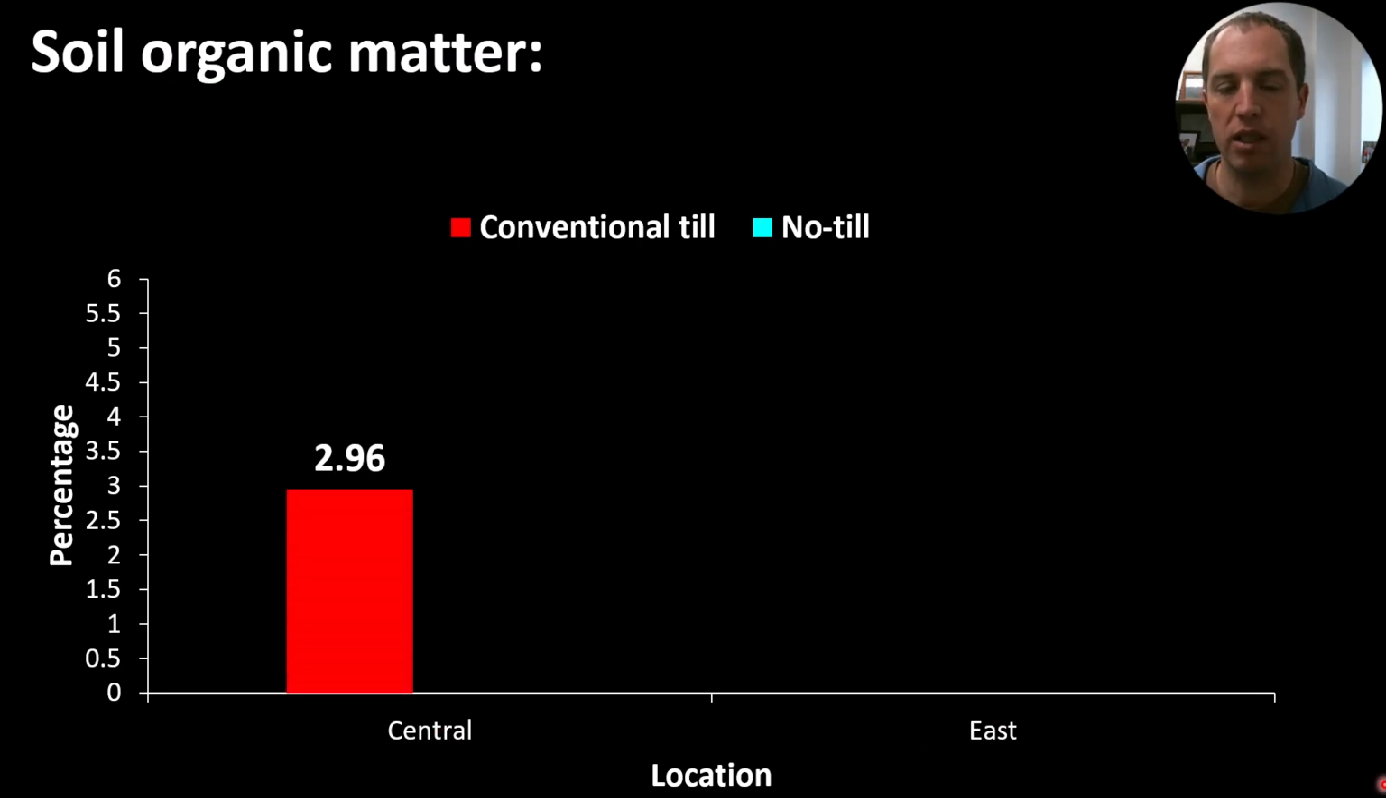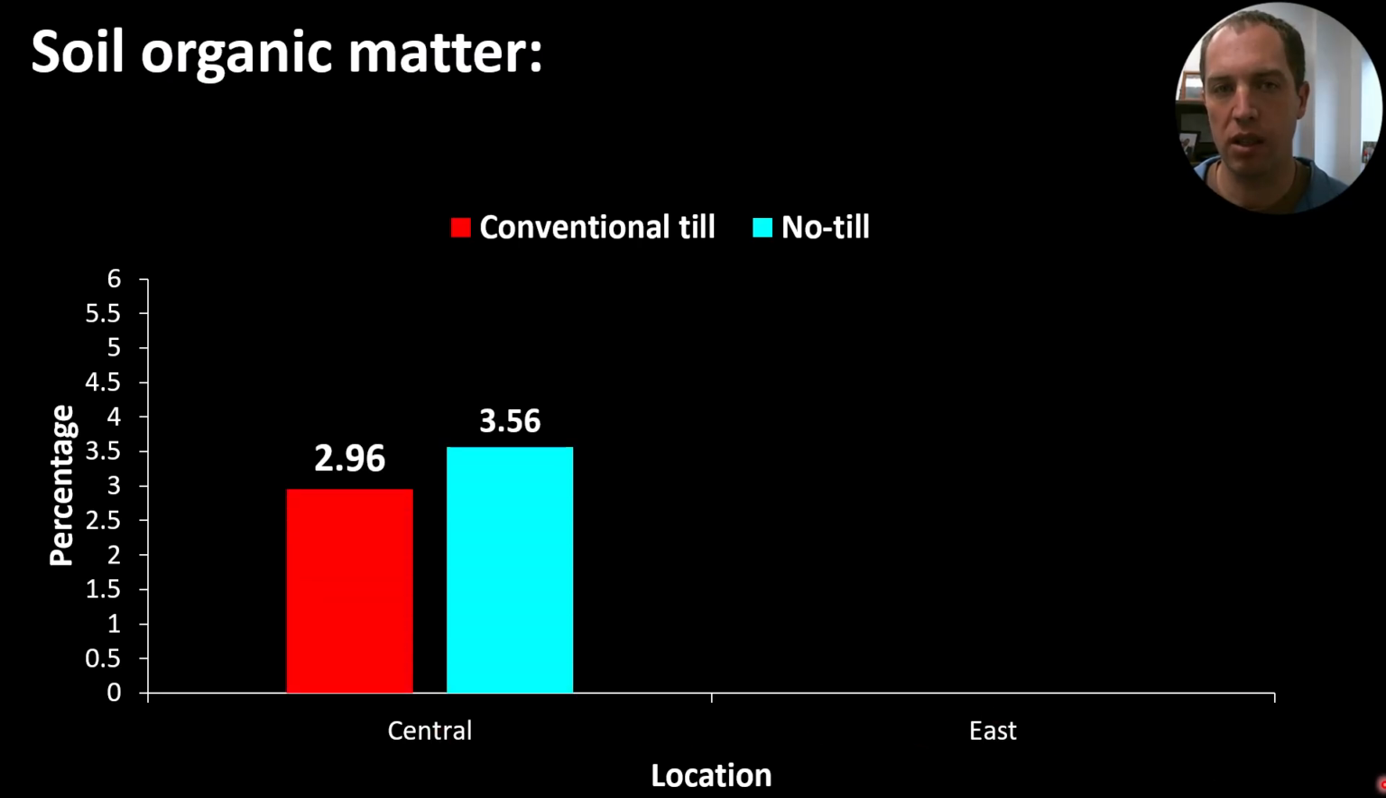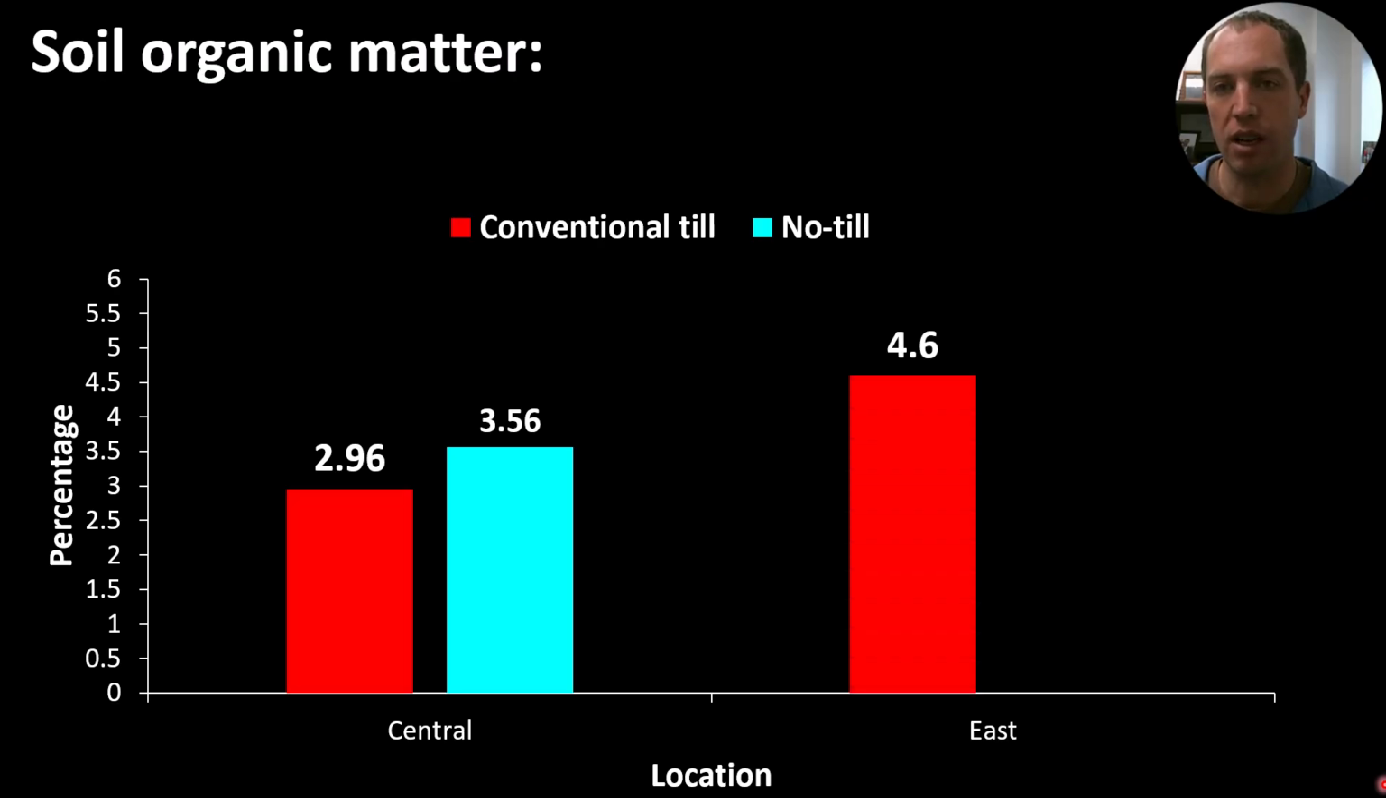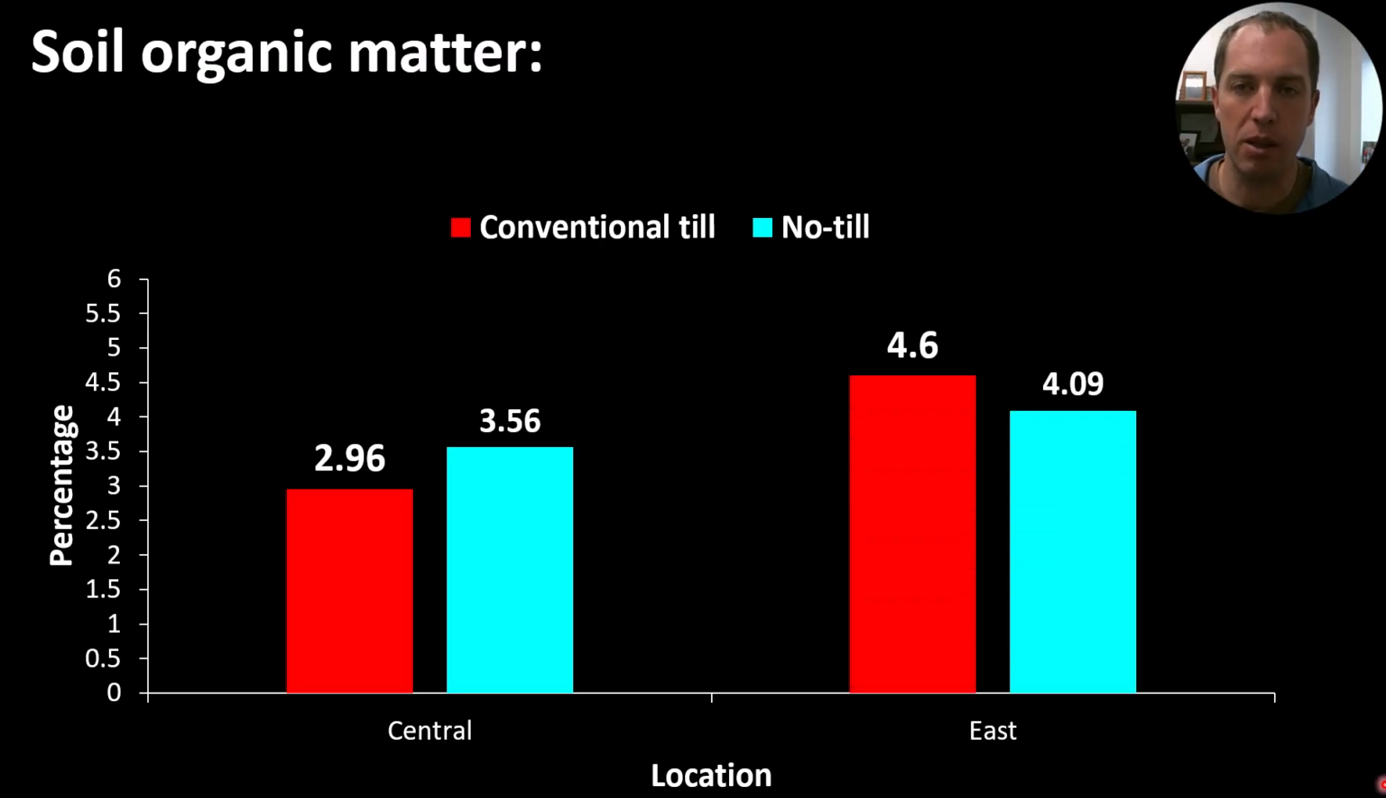We look at conventional till in central South Dakota versus no-till. We see a higher organic matter in our no-till soils, so it's keeping that organic matter, it's not breaking down. In eastern South Dakota, we see kind of the reverse trend, maybe due to more conventional tillage being done or higher organic matters just in the eastern part of the state than the central. We see conventional till doing just as well as no-till here.